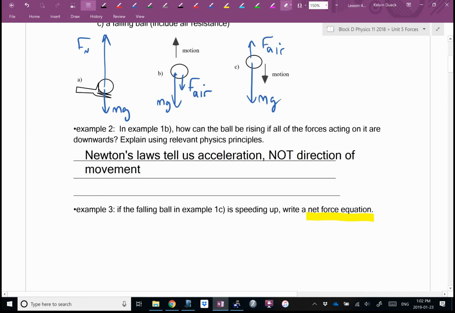Who's winning? In part C. Sorry, who's winning? More specific, please. Exactly as a force. Who's winning? mg. Who's losing? Air. What does that always equal? ma. Okay. Now, I had to tell you that we were speeding up. I'm saying we haven't hit terminal velocity yet.